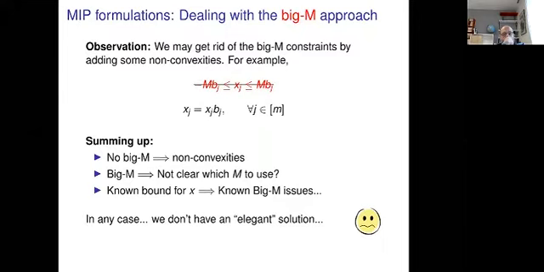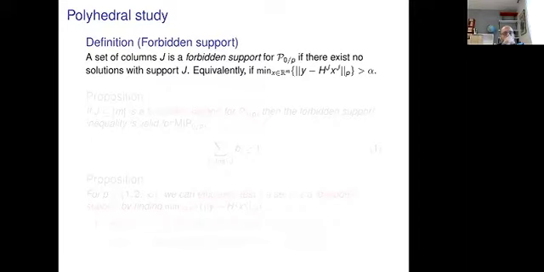So our goal was at least to study this problem and this formulation, these polytopes, to try to do something with it. So we started this polyhedral study. Let me give you some definitions, which will be used throughout the presentation. The forbidden support: we call a set of columns J a forbidden support for this problem if there is no solution with that support.